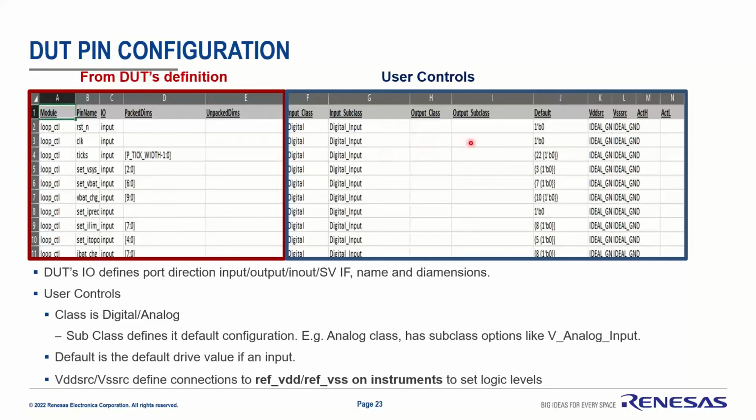And similarly with an output, it tells it up front what you should expect. But the instruments can be reprogrammed by your test case. So this is literally just setting up the initial one so that you don't have to do it in every test case. Then the VDD source here and VSS are what are connected to your ref VDD, ref VSS on the instruments to set the logic levels.